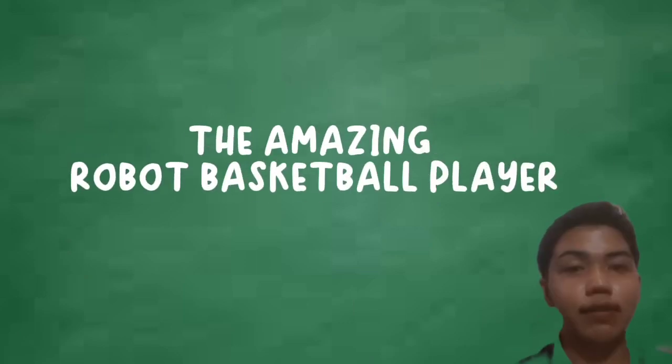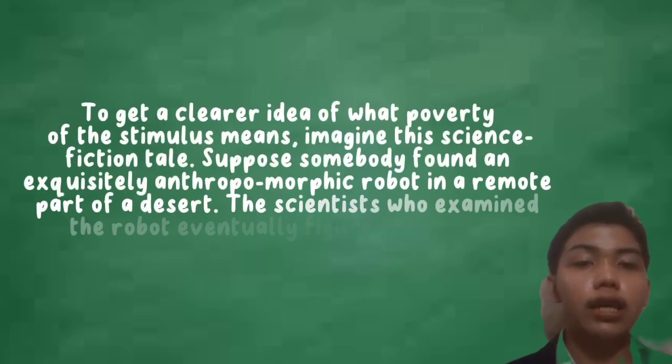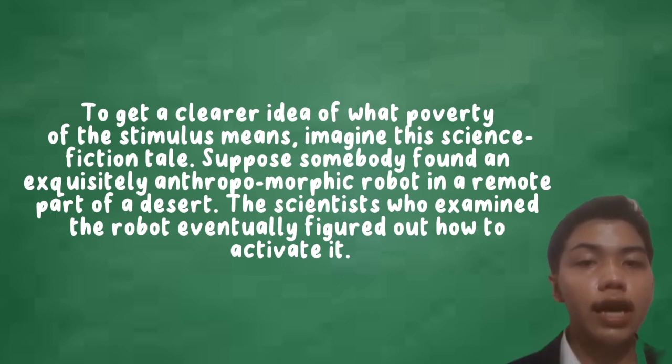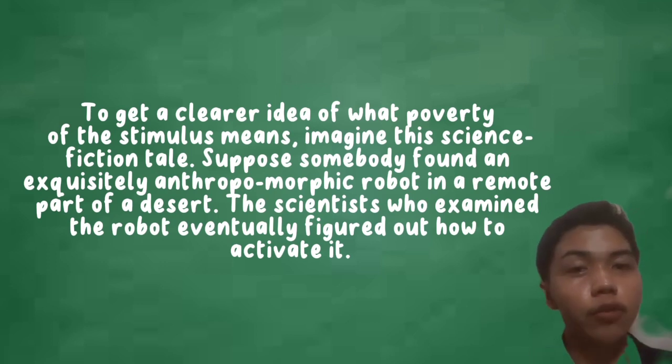So moving on to the next, which is the amazing robot basketball player. To get a clear idea of what poverty of the stimulus means, imagine this science fiction tale. Suppose somebody found an exquisitely anthropomorphic robot in a remote part of a desert. The scientists who examined the robot eventually figured out how to activate it. When they did, the robot behaved like a person, but seemed very puzzled about the world around it, as if it had never seen it before.